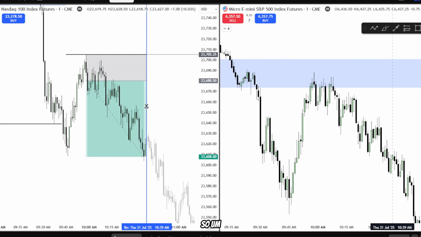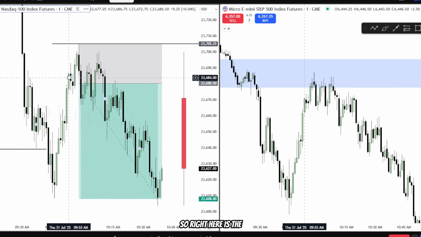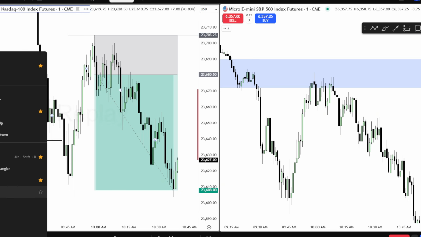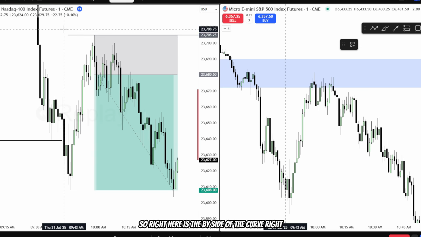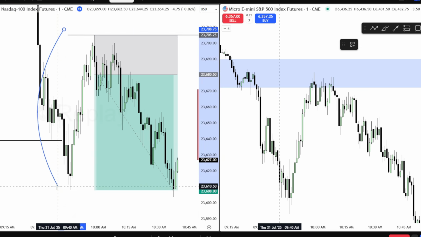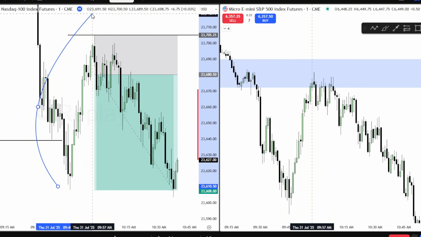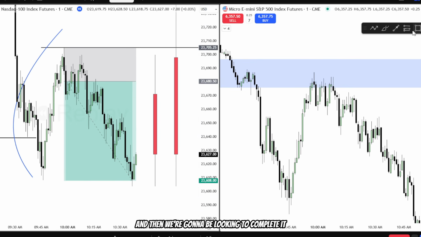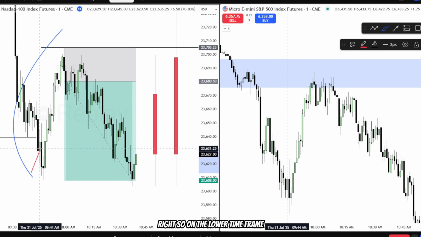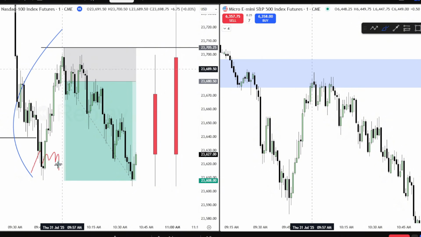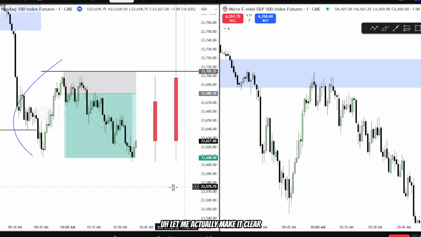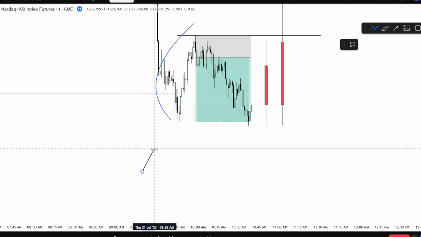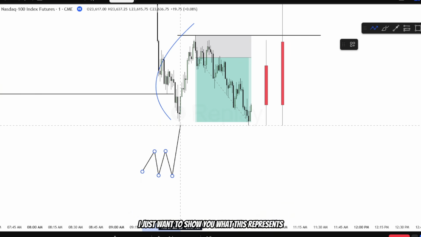So where did that tool go? So right here is the buy side of the curve, right? And then we're going to be looking to complete it, right? So on the lower time frame, this is the original consolidation. Then here, let me actually make it clearer. Actually, I'll move this like this. I just want to show you what this represents.